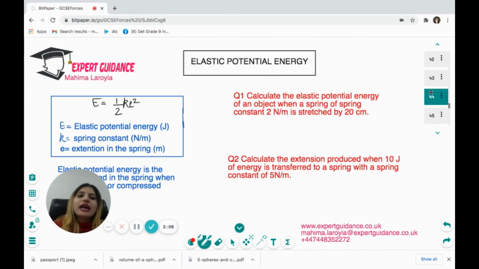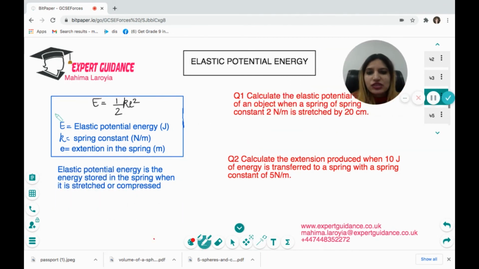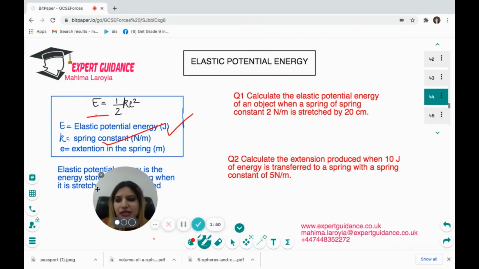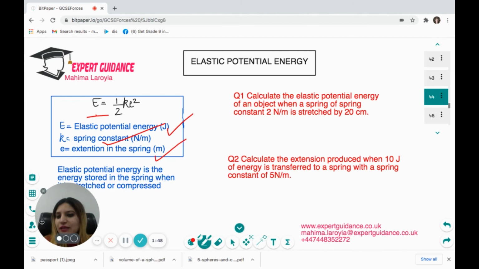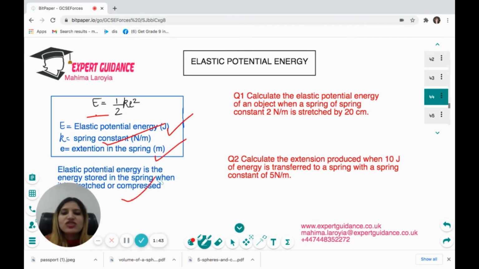Now, as you know, all elastic objects, when forces are applied, also have elastic potential energy stored in them. And the formula to calculate this elastic potential energy is half k e squared, where E is the elastic potential energy, which is measured in joules, k is the spring constant given in newtons per meter, and e is the extension of the spring in meters. And elastic potential energy is the energy stored in the spring when it is stretched or compressed.